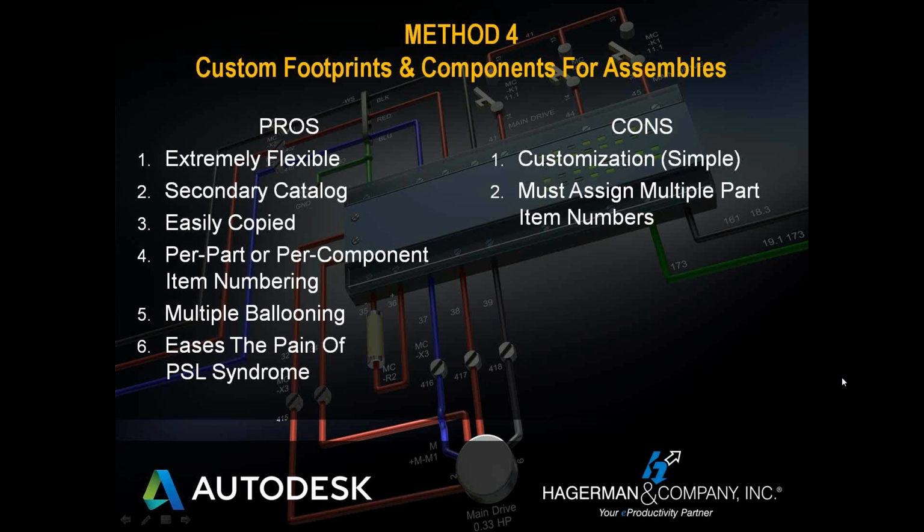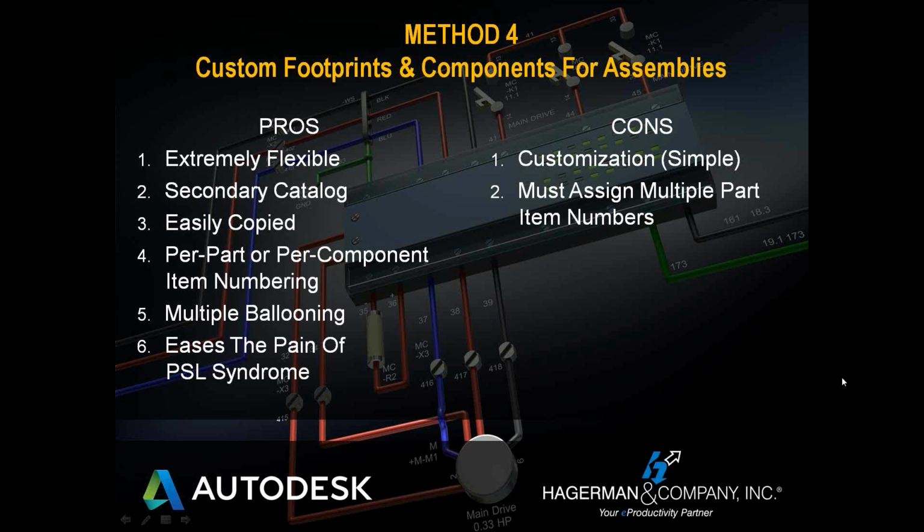They can be easily copied. You can just copy one to the other, make a few changes. You can copy and paste those attributes. It can easily fix the ones out of the box or totally custom footprints, however you want to do it. It can work with both per part and per component item numbering. The multiple ballooning works just like anything else. You just balloon it as normal.